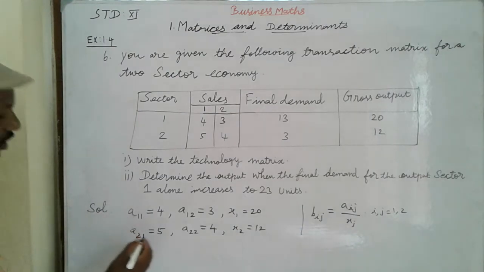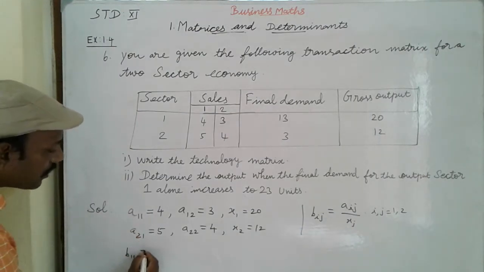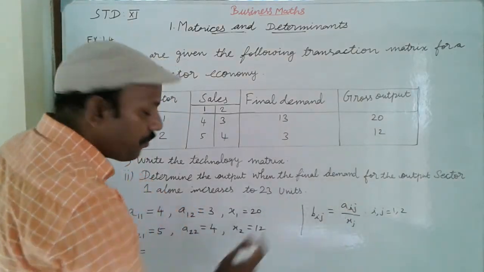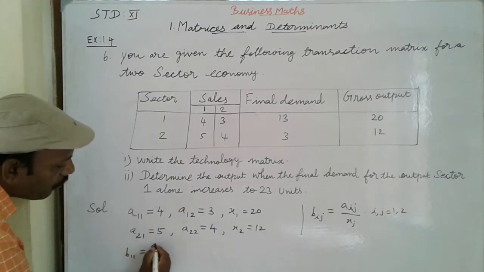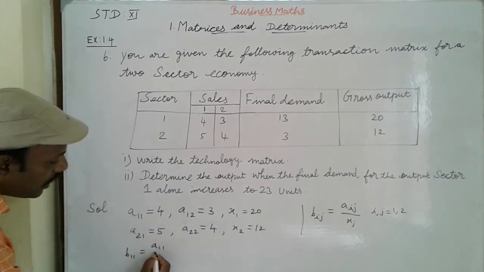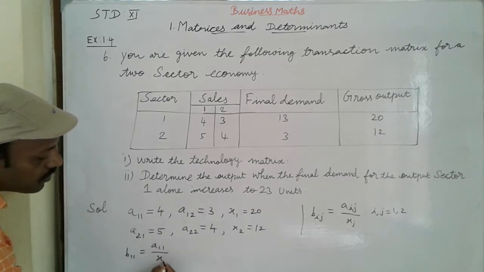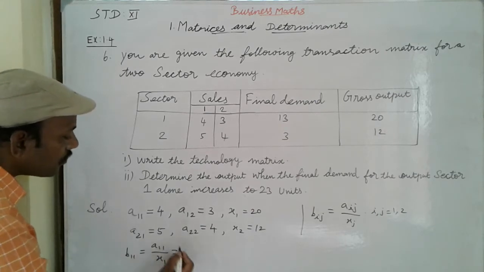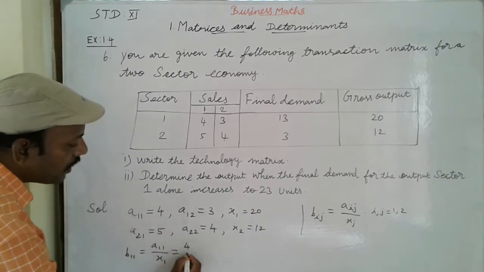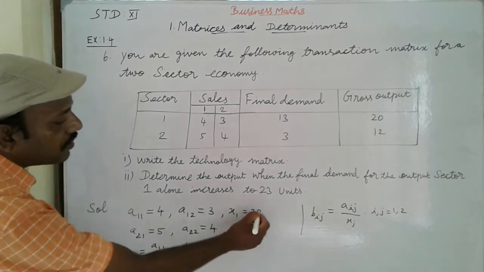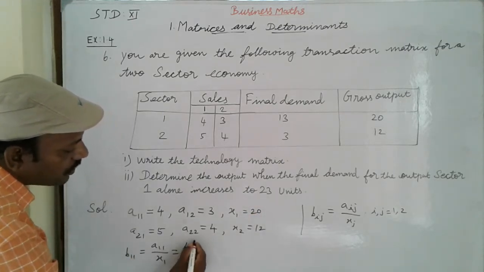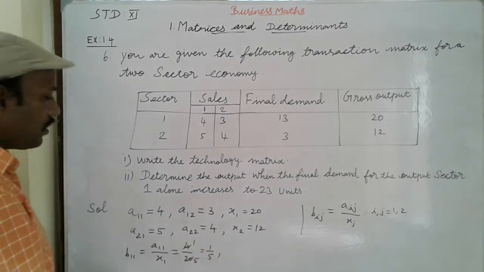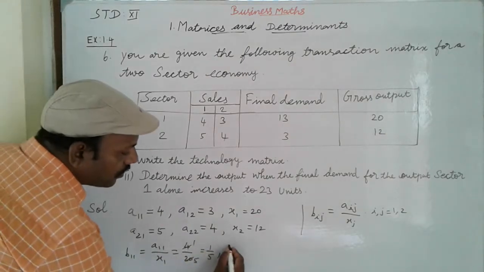So we should find out B11. B11 is equal to Aij divided by xj. So B11 is equal to A11 divided by x1. A11 is 4 divided by x1 is 20. So 4 and 20, 1 times, this is 5 times. So 1 by 5.